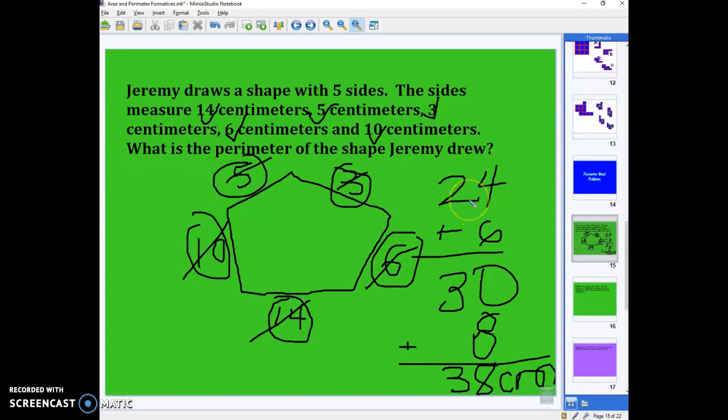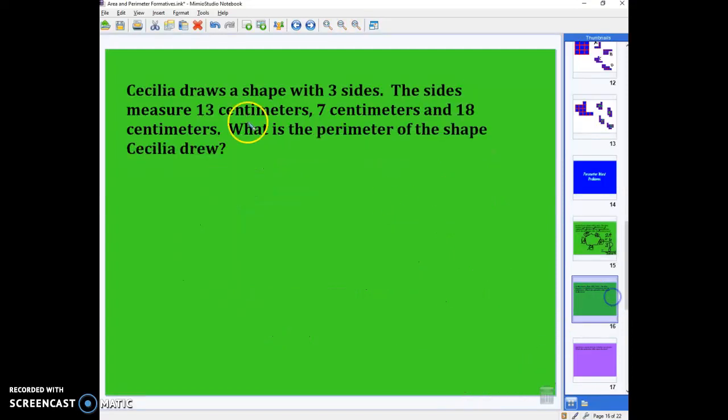So the perimeter of this shape that Jeremy drew is 38 centimeters. I added my 10 and 14 and got 24, plus 6 got me 30, 5 and 3 got us 8, so 38 centimeters. So let's try that again.